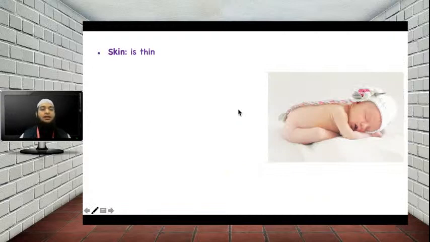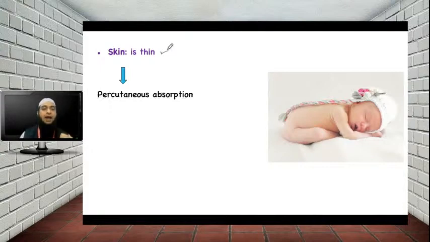Next parameter is with reference to skin absorption. It is quite logical that in a pediatric patient or child, the skin is very thin, and when you apply any drug on the skin, that drug undergoes the process of percutaneous absorption. The absorption through the skin is called percutaneous absorption.